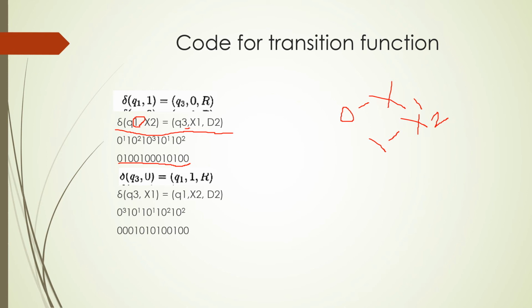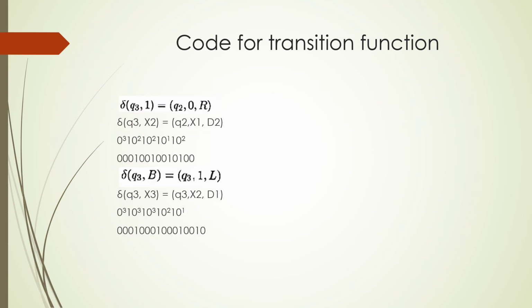Similarly, we have to encode every transition function that is present in the Turing machine. Now we'll encode q3 comma 0, q1 comma 1 comma r. We rename 0 as x1, 1 as x2, and the right direction as d2. Now the transition function is in the required format. We rewrite it in binary form, and this is the equivalent binary representation. Similarly, we encode every transition function present in the Turing machine.